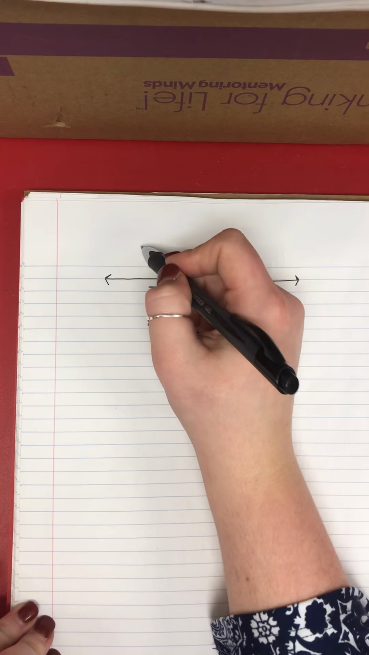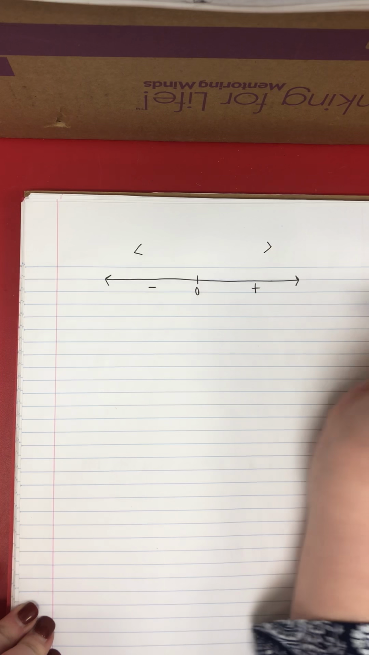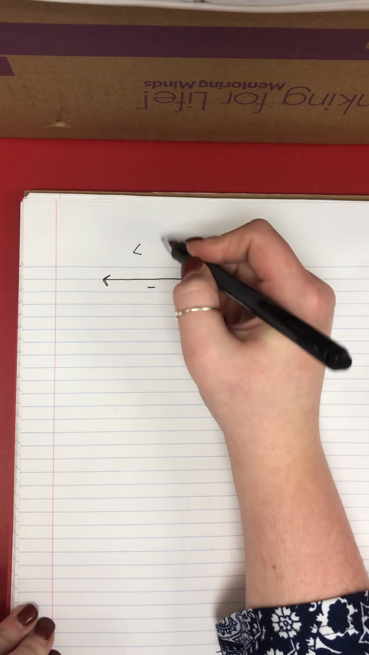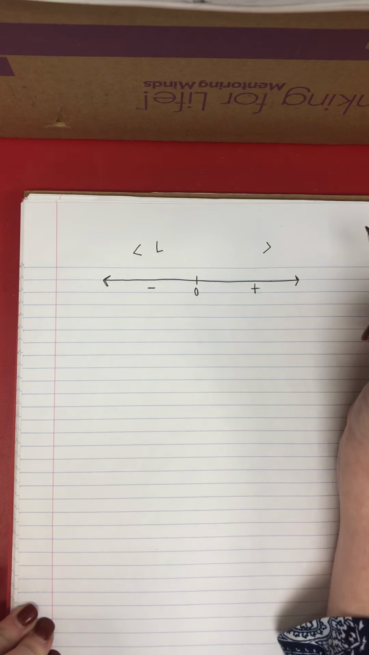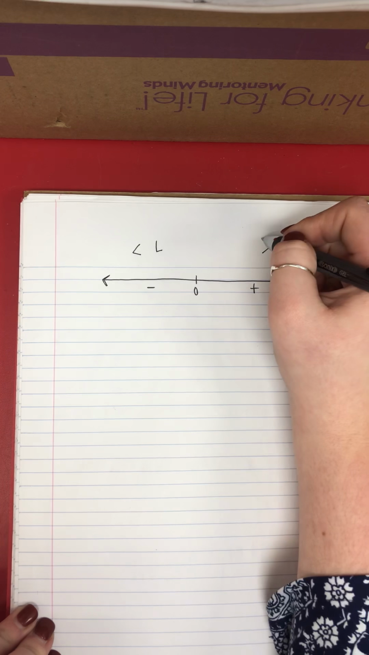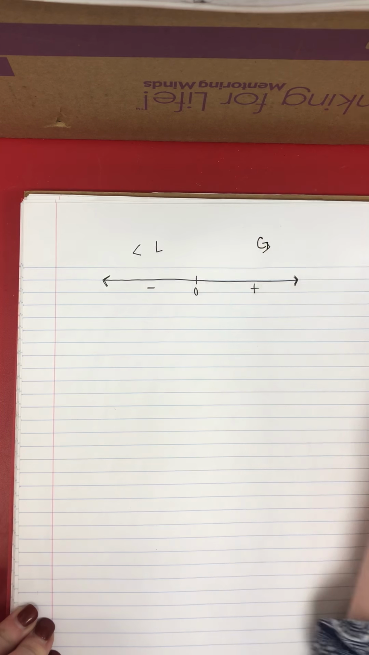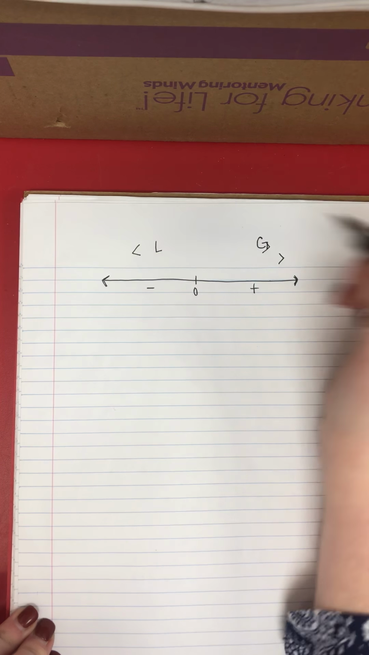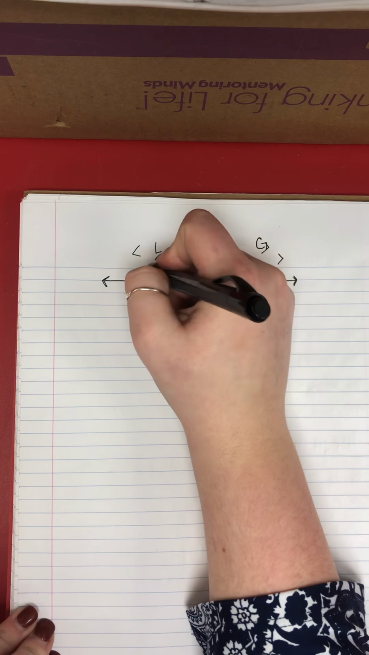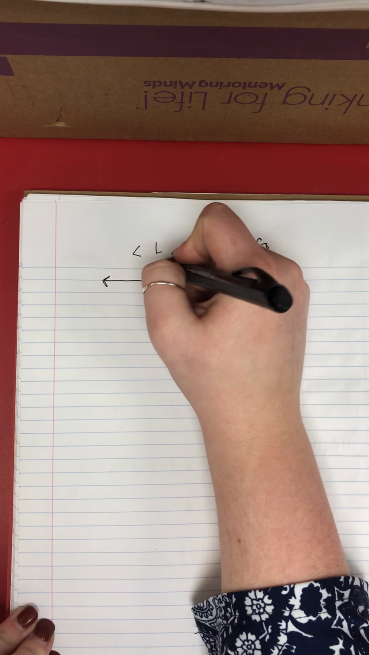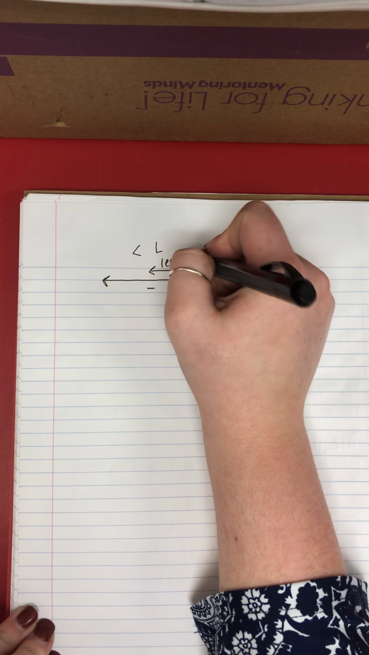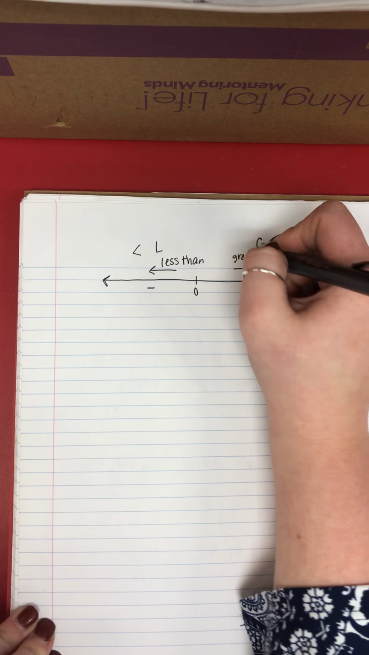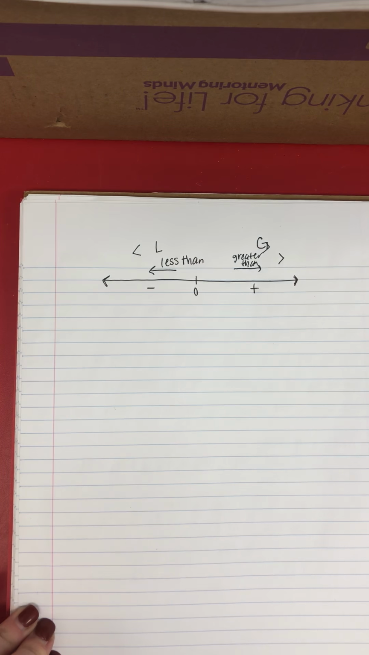So a way to remember less than and greater than is this arrow kind of looks like an L. Can you agree? So here's an L, kind of looks like an L. And this one kind of looks like this part of a G, right? So if you go to the right, it's always greater than. To the left, less than. So to the left, less than. To the right, greater than. Okay?